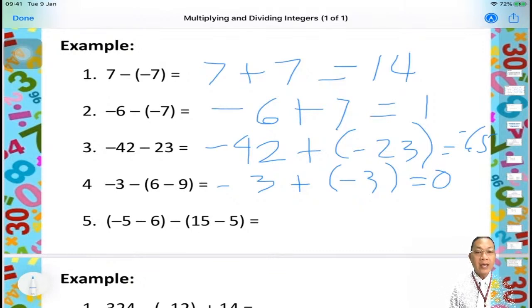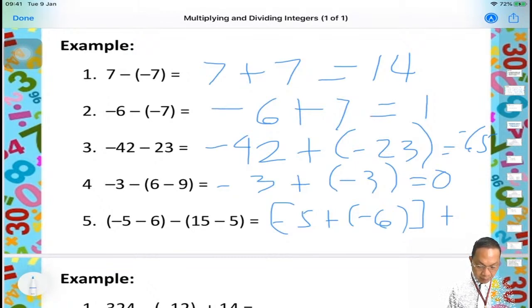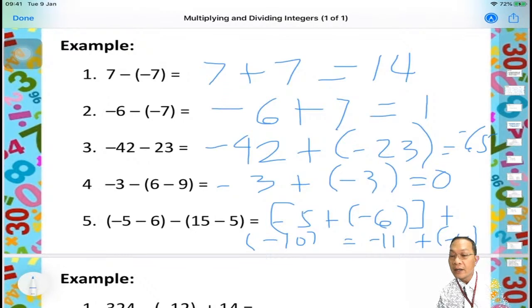Next, number 5. We have negative 5 plus the quantity of negative 5 plus a negative 6, if we're going to follow the rule, plus 15 minus 5 is 10, then negative 10, so we have negative 11 plus a negative 10, so the answer is negative 21. May I see? Negative 21. Okay.